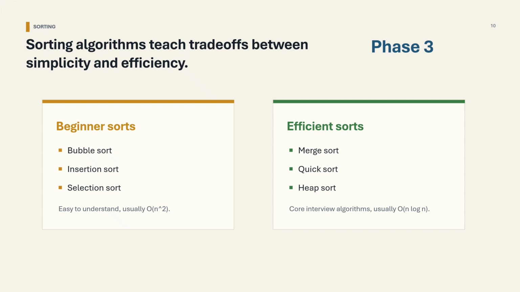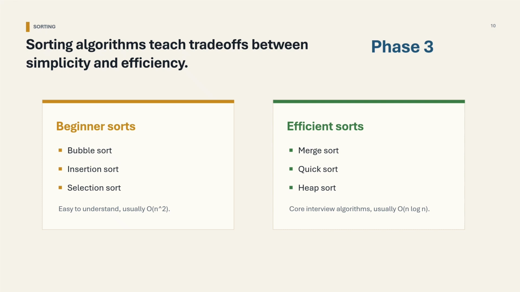Insertion sort builds the sorted array one element at a time. It works well for small or nearly sorted data. Selection sort repeatedly selects the minimum element and places it in the correct position. These three sorting algorithms are simple, but they are usually O(n^2). So they are not very efficient for large inputs. Then learn advanced sorting algorithms.